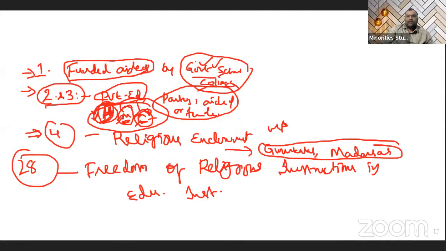Let us move to the next one. This article talks about cultural and educational rights to minorities, Article 29 and Article 30, so that you can understand very clearly, the article is self-explanatory. Article 29 deals with cultural rights and Article 30 with educational rights.